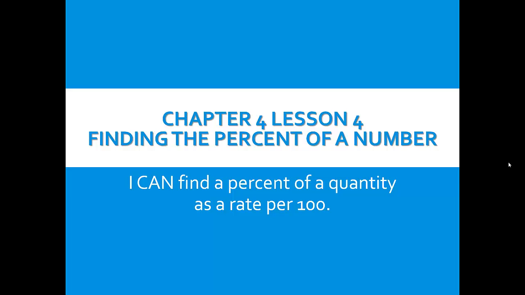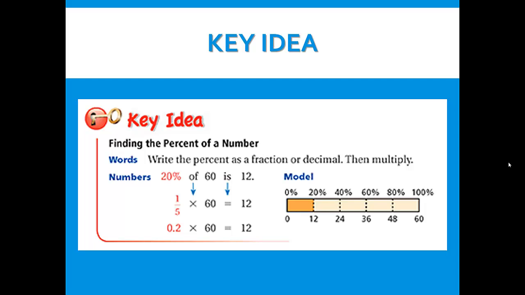Today's lesson is on finding the percent of a number. After today, you will be able to find a percent of a quantity as a rate per 100. First, we'll look at our key idea for finding the percent of a number. Write the percent as a fraction or decimal, then multiply.